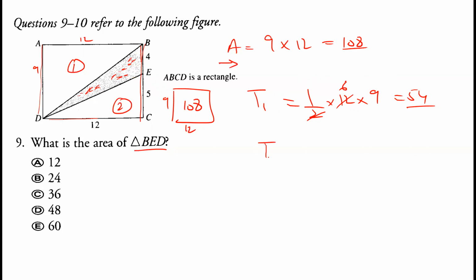Now what will be the area of triangle 2? So half into base into height. Again, the base is 12 and the height now is 5. So 6 5s are 30.